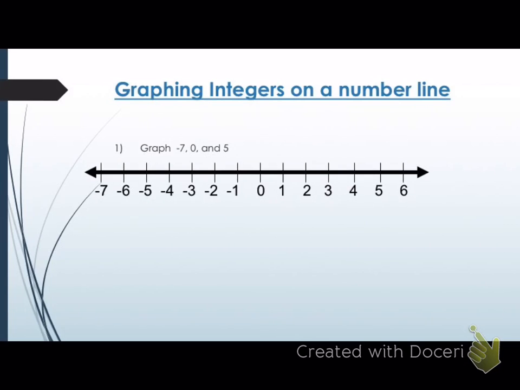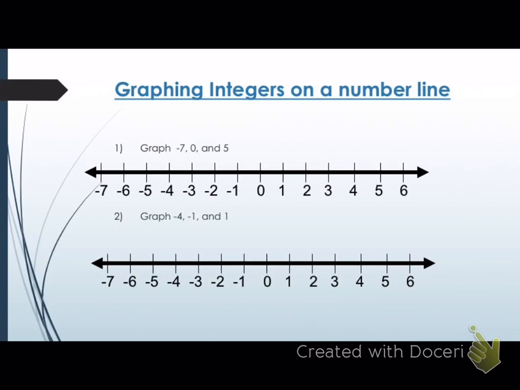Okay, we got a couple more we're going to do. We're going to graph -7, 0, and 5. And we're also going to do the second one, which is -4, -1, and 1. If we want to plot those on a number line, this time I'm going to use a blue dot. -7 is all the way on the left side. Go ahead and put the blue dot there. We have 0, that is also known as the origin. Don't forget that, that's really important. And we have 5. Really simple. There we go, we've plotted them.